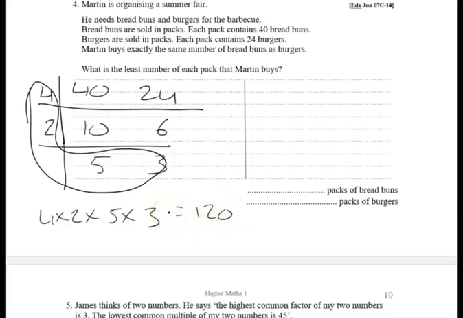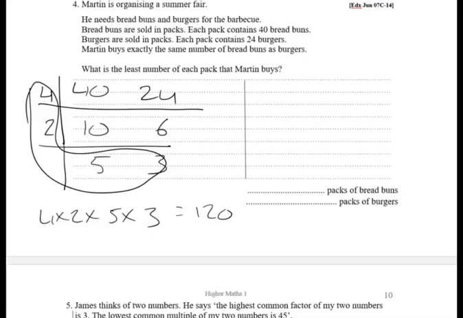As 4 times 2 is 8, 8 times 5 is 40, and 40 times 3 is 120. Now we want to work out how many packs we need to buy. The total number of buns and burgers that we want to buy is 120, but we need to work out how many packs of bread buns and burgers.